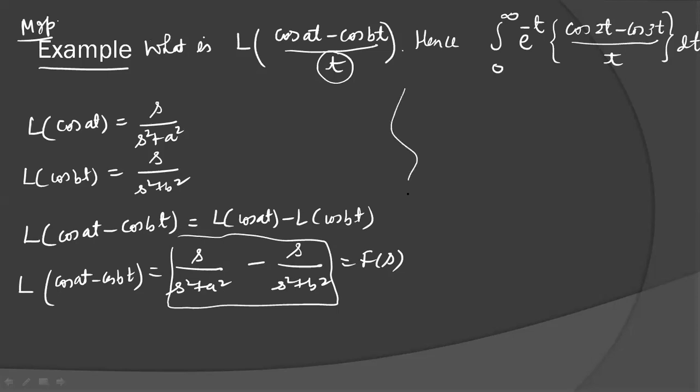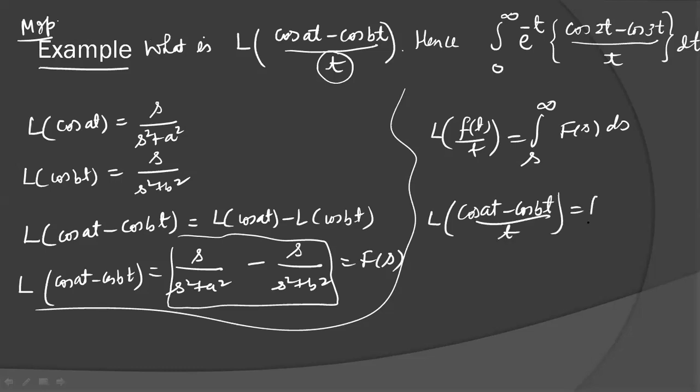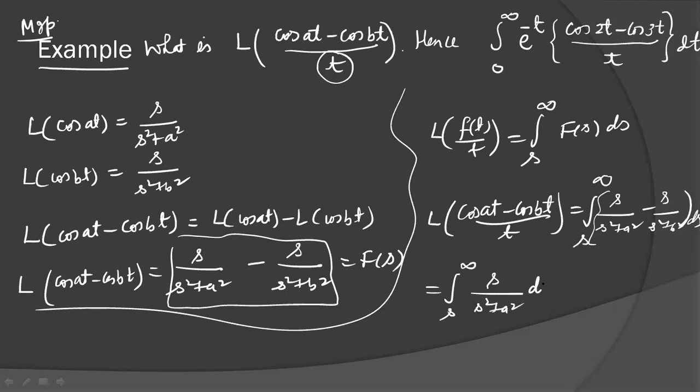Now if you divide by t here, the Laplace of f(t) by t, I told you, is nothing else but the integration of F(s) from s to infinity ds. So Laplace of (cos at minus cos bt) by t will be s to infinity of s over s square plus a square minus s over s square plus b square ds. So separate the integration: s to infinity s over s square plus a square ds minus s to infinity s over s square plus b square ds.